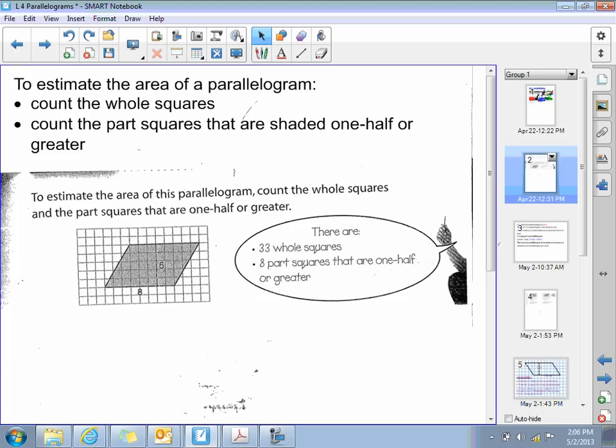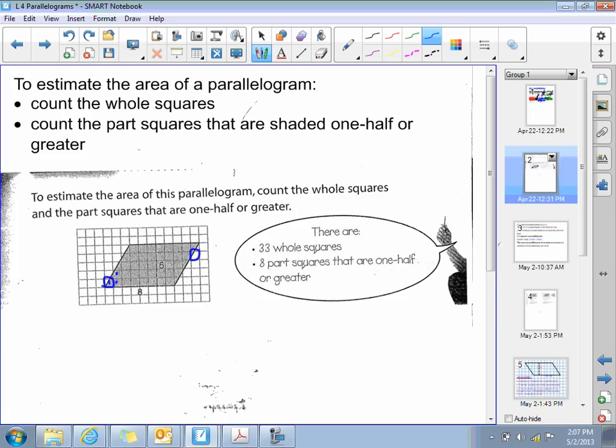We're going to talk about area of a parallelogram. I'm going to ask you to estimate the area of a parallelogram, and the way I'm going to do that is I'm going to count the whole squares as well as the squares that are shaded 1/2 or greater. So for instance, the square at the bottom left-hand corner is more than half shaded, so I would count that in my estimation. This square on the far right-hand side, I would not count in my estimation because it's not shaded 1/2 or greater. So let's count them.